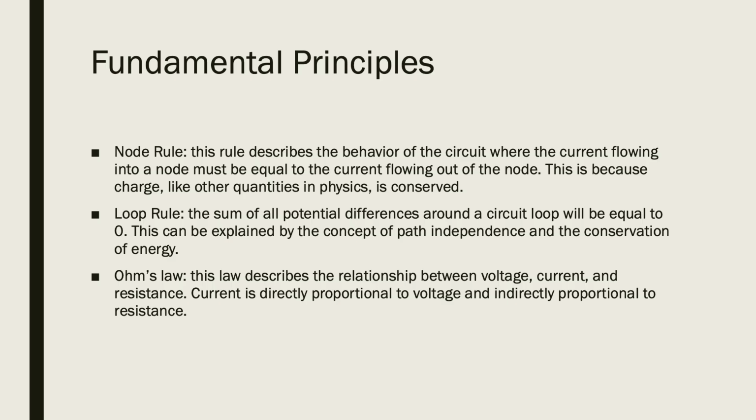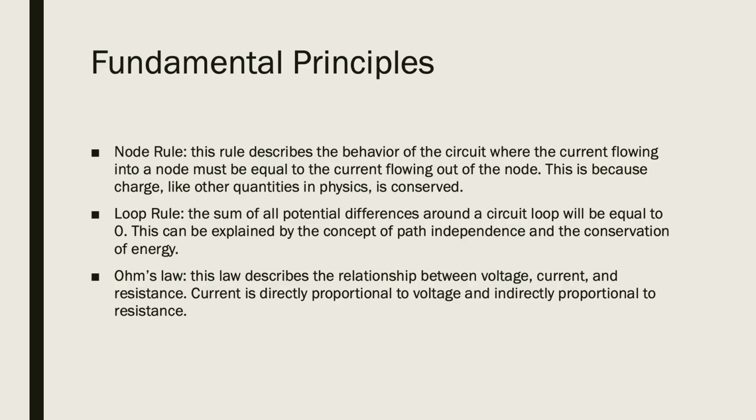We use three main fundamental principles in this lab. First, the node rule describes the behavior of the circuit, where the current flowing into a node must equal the current flowing out of the node. This is because charge, like other quantities in physics, is conserved. The loop rule describes that the sum of all potential differences around a circuit loop will be equal to zero. This can be explained by the concept of path independence and the conservation of energy.